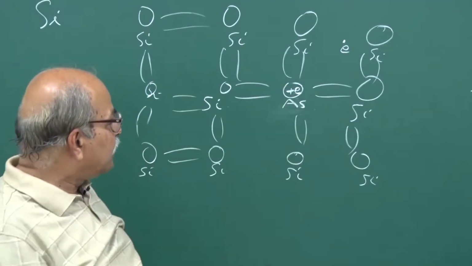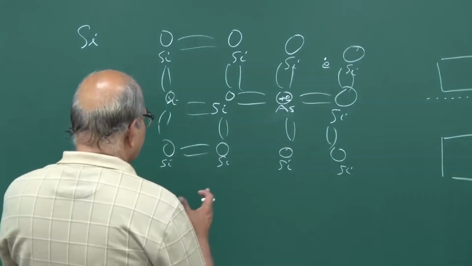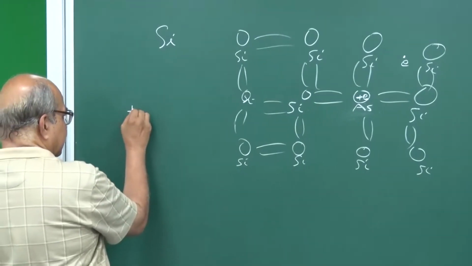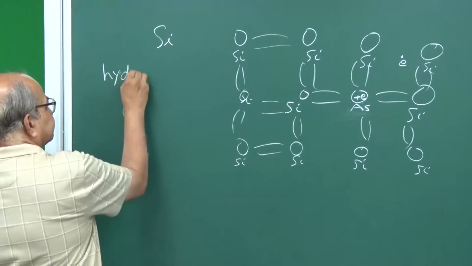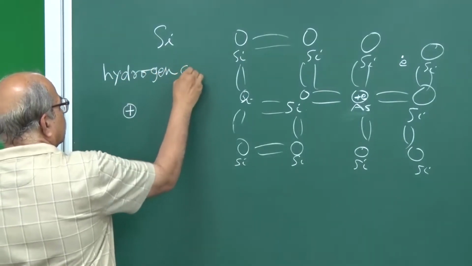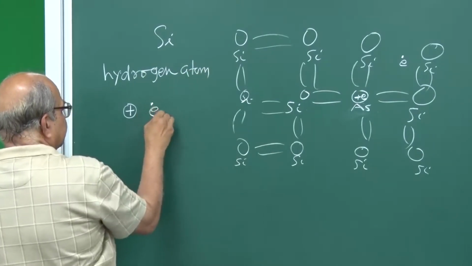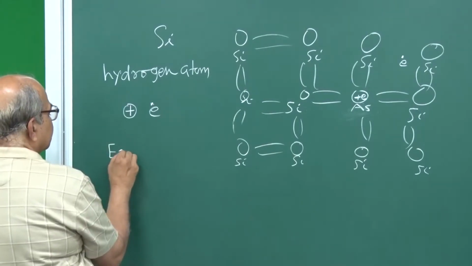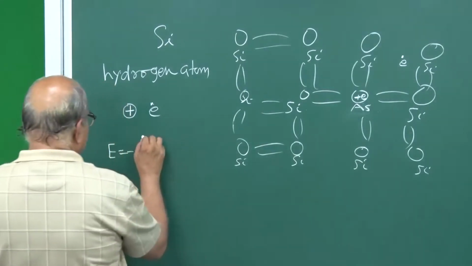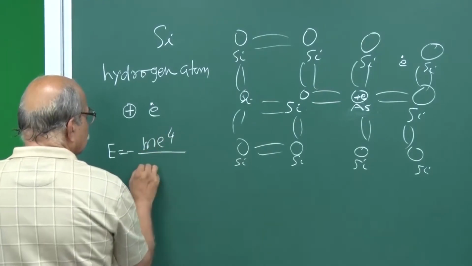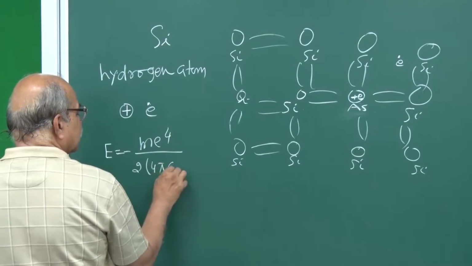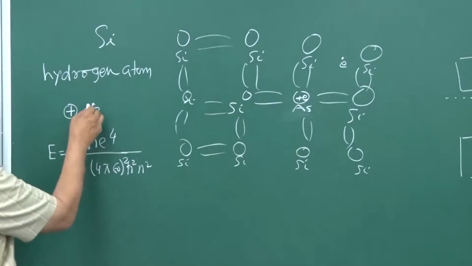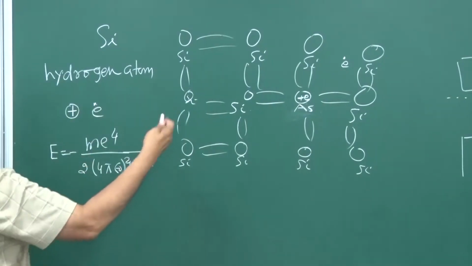So you can compare this situation with a hydrogen atom, where you had a positive proton here, and then an electron. You remember, if this electron is in the field of the proton, you have energy given by minus m e^4 over 4 pi epsilon naught squared, h cross squared, n squared. So this is bound by this energy, where n can be 1, 2, 3, 4.